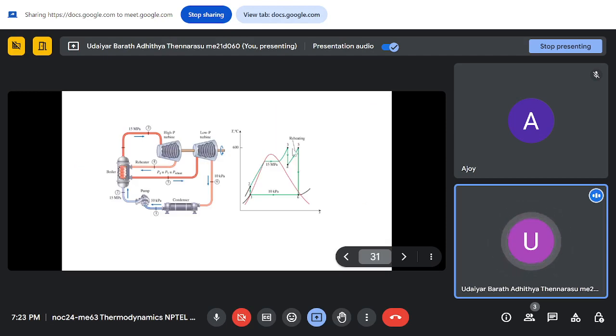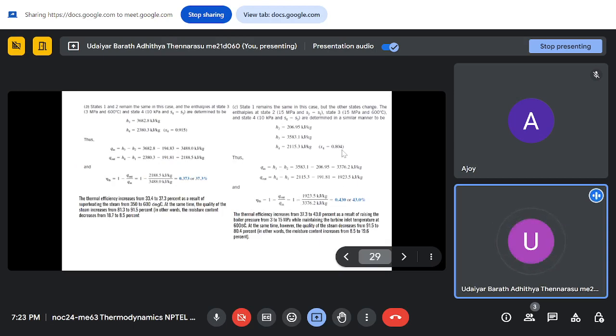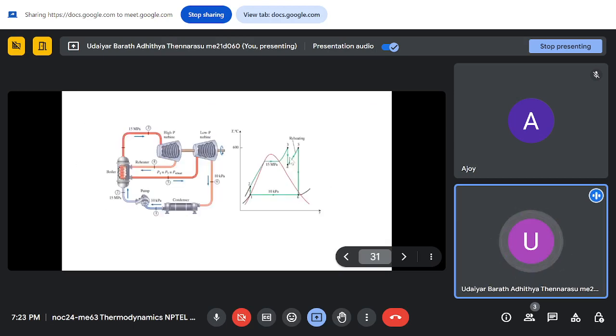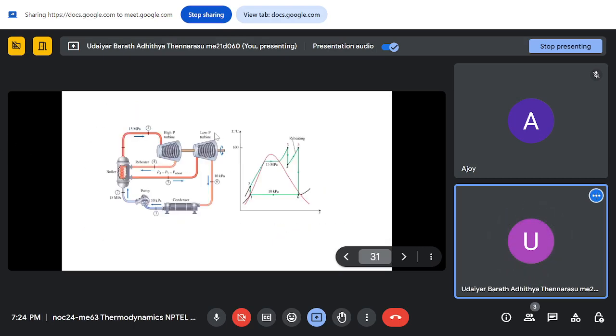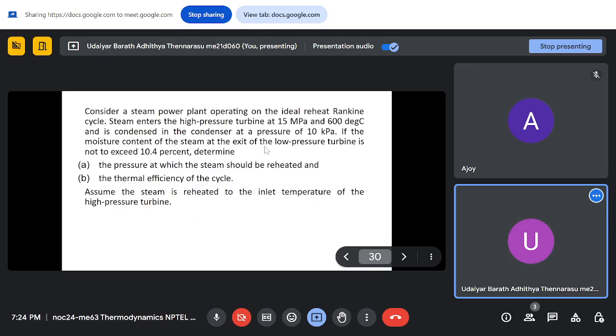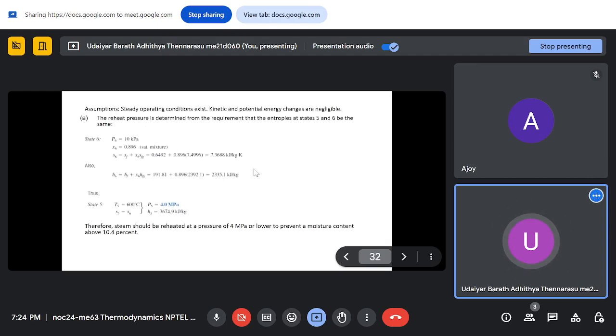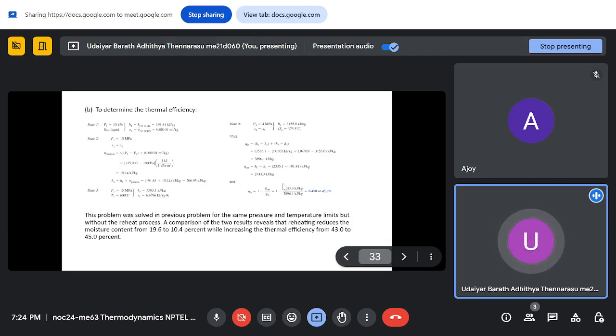So now, again, by reheating the process, we are able to improve the exit dryness fraction. Previously it was 80% with 43% efficiency. So using a reheat, we are able to increase the efficiency as well as improve the dryness fraction to 89.6%. So that was the limiting case for us. We asked that our exit moisture content should be 10.4%. For that case, we are reheating and we are able to improve the efficiency also by 2%.